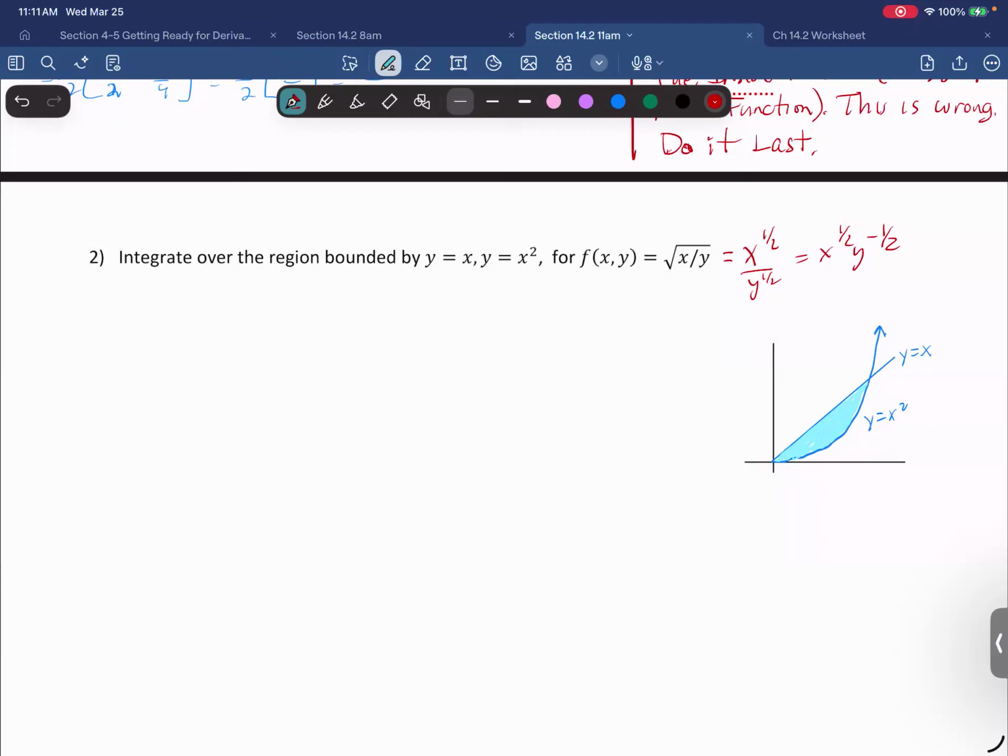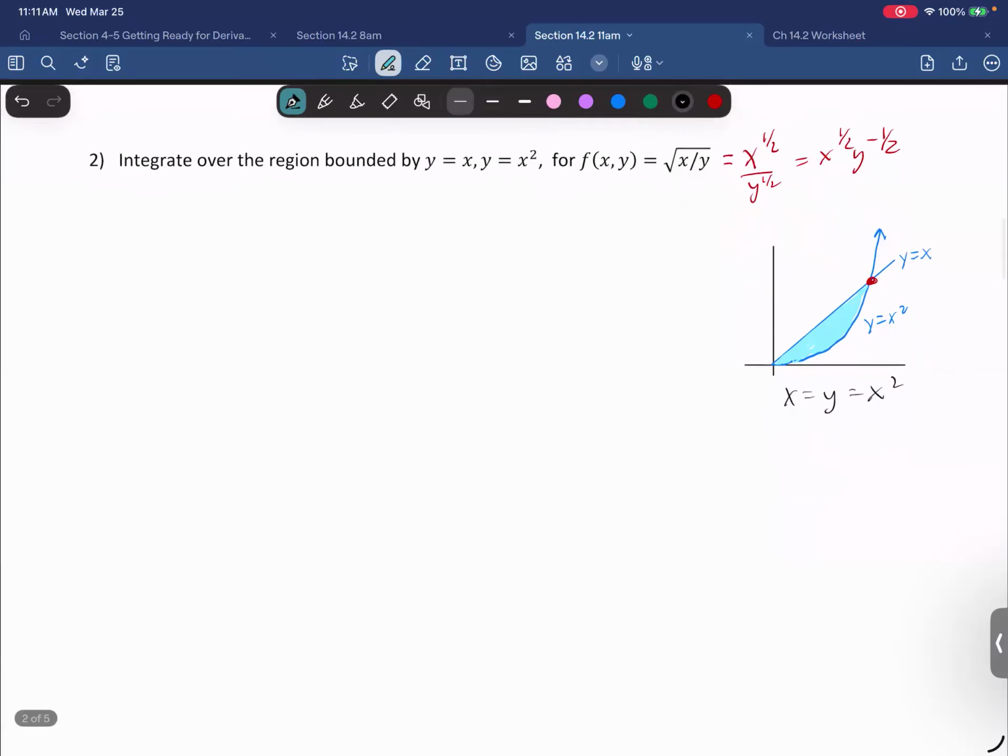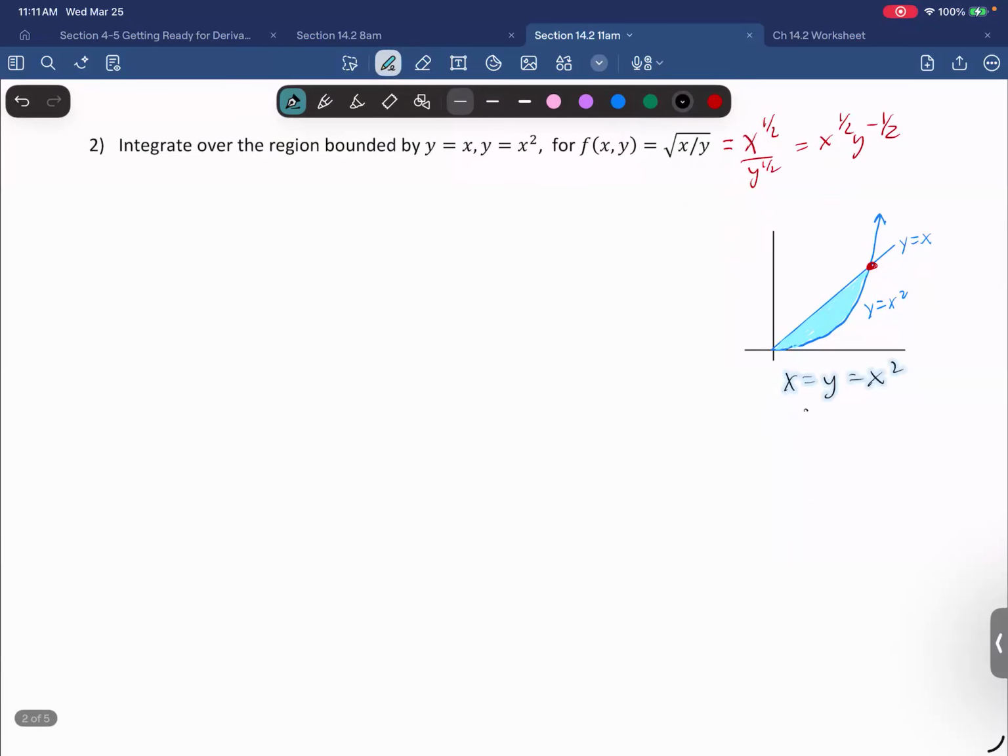We are going to need to know where these two functions meet no matter what. So where do these meet? Let's find out. x equals y, and it also equals x squared. So we can eliminate the middleman.